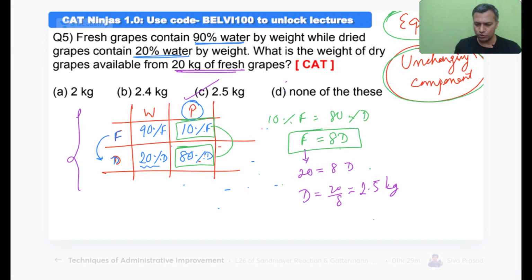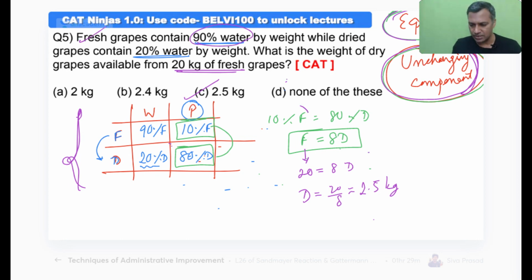Coming to this, let's understand this. Should I draw this particular chart? Of course not. Once you understand that in these questions there will be an unchanging part, I have to equate the unchanging part. You read this question and understand there is water in it, there is a pulp in it, fresh grapes. Let me give F as the mnemonic here.